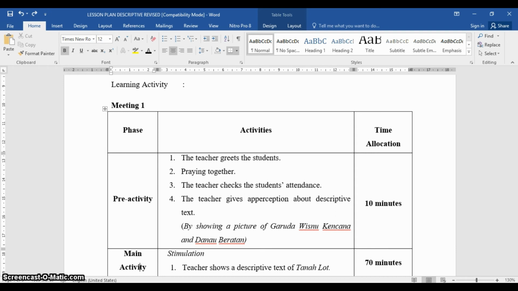The teacher checks the students' attendance, and then after that, the teacher gives a perception to the students by showing a picture of Garuda Wisnu Kencana and Danau Bratan. In the perception, students are asked several questions such as, do you know this place? Have you ever visited this place? Where is the location of this place? And so on. After that, the teacher will ask students what we are going to learn today.